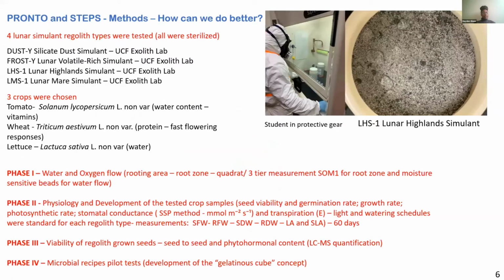So, going through our steps and what we decided to do. Here you can see our simulant regolith types that we used: dusty, frosty, lunar highlands, and lunar mare. And these are the 3 crops we used as well. We have tomatoes, mainly for their water content, and wheat because it's fast flowering.